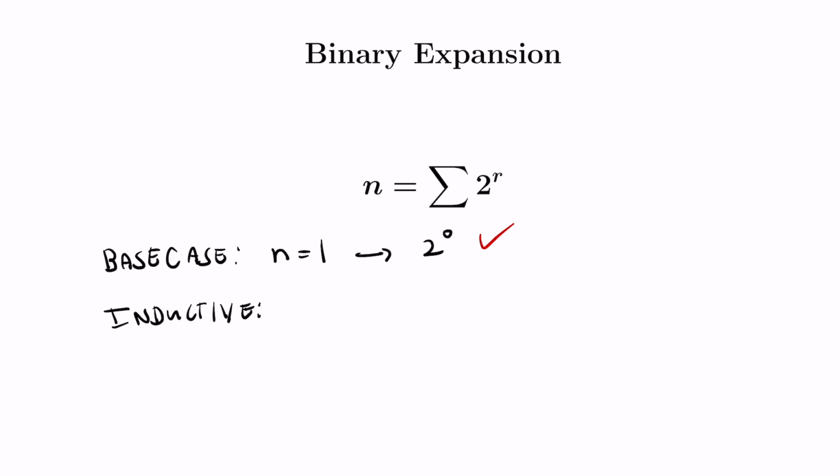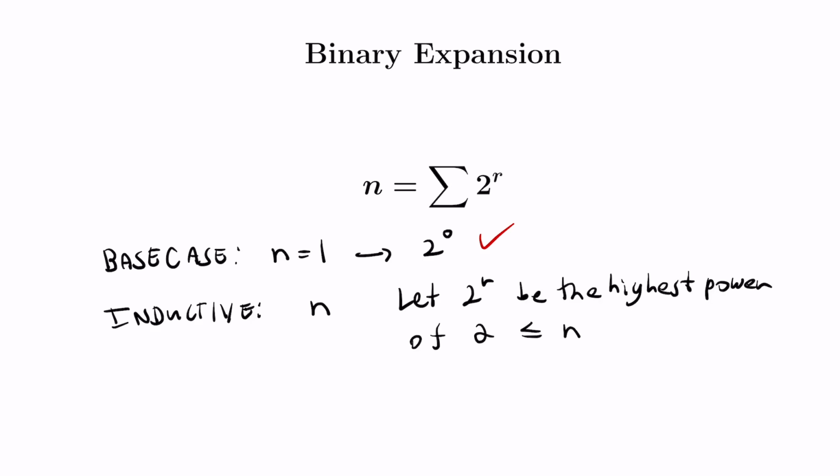So what should we do with the actual number n itself? What we can do is take out as much of a power of 2 as possible. So we'll let 2 to the r be the highest power of 2 less than or equal to n. If that happens to be n itself, that's possible, n could be a power of 2, then we're happy, we've written n as a sum of powers of 2.